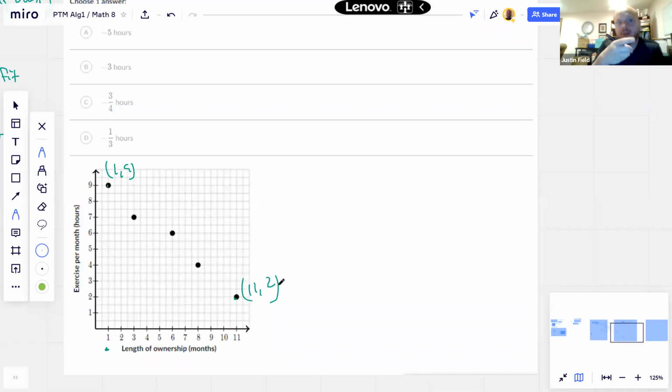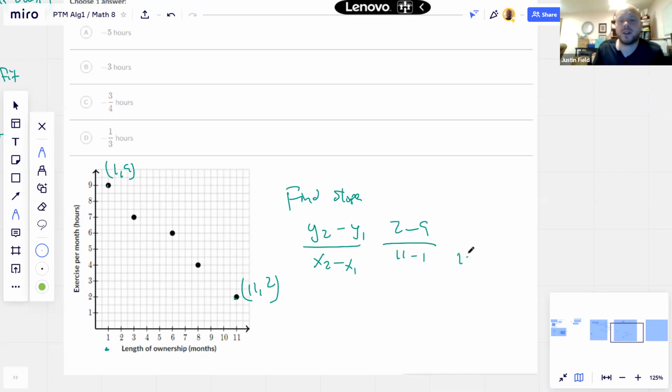And we're just going to see which one we get the closest to, but I'm going to find the slope. Do you remember how to find the slope? It's y2 minus y1 over x2 minus x1. So not 2 minus 9 over 11 minus 1. That'd be 10, negative 7. So I got negative 7/10.